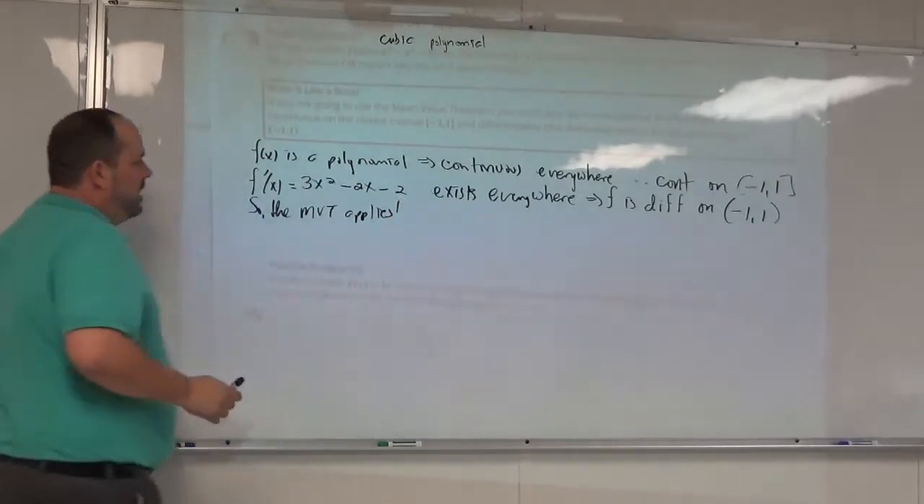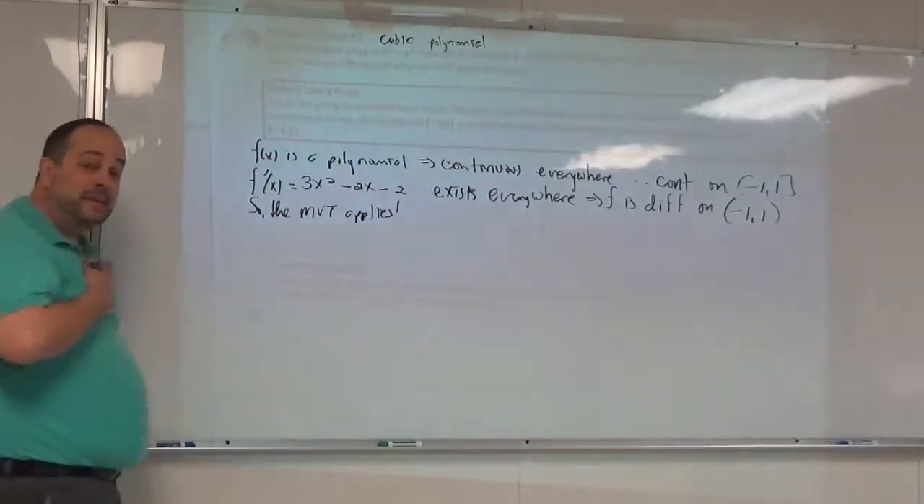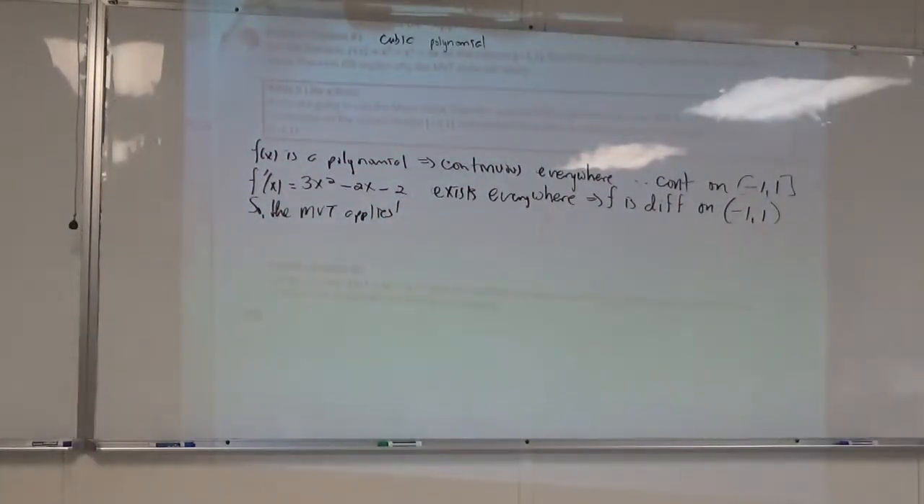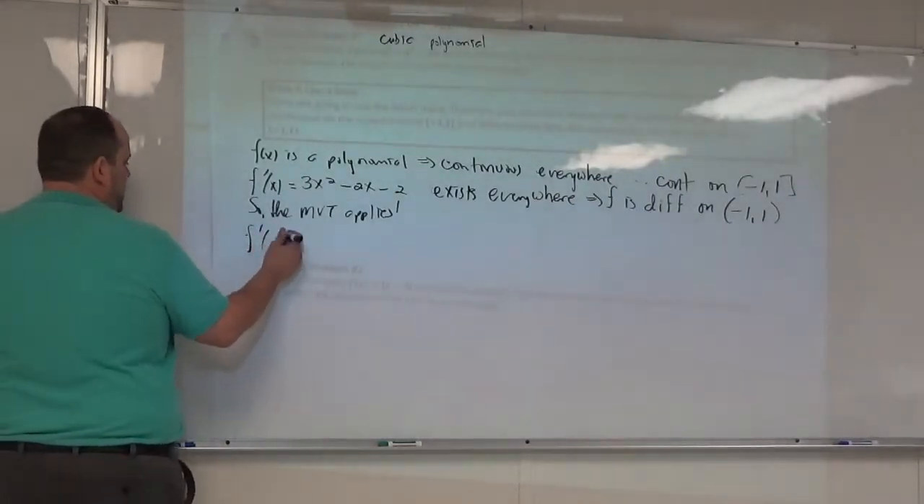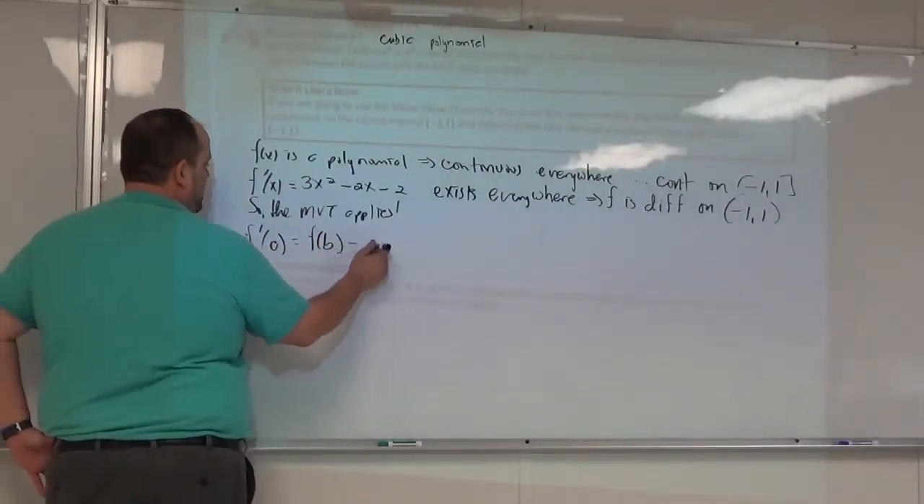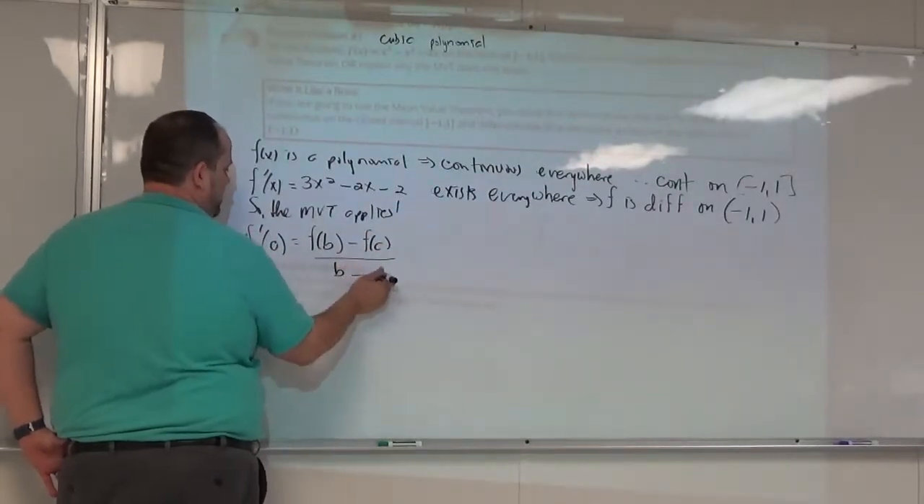Although the fact that the MVT applies makes me very happy, it means there's more work to do. We have continuity, we have differentiability. Next, we're looking for this relationship. I need f prime of c equal to f of b minus f of a over b minus a.